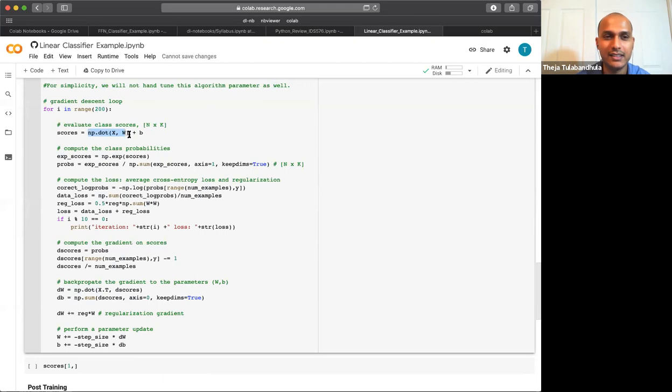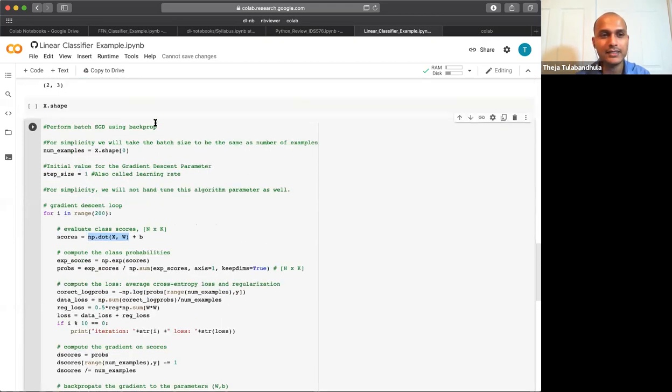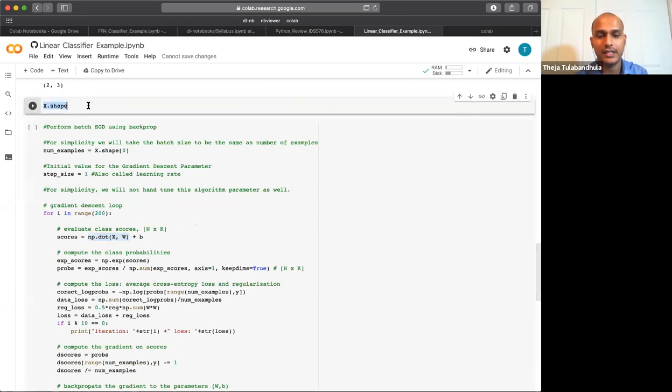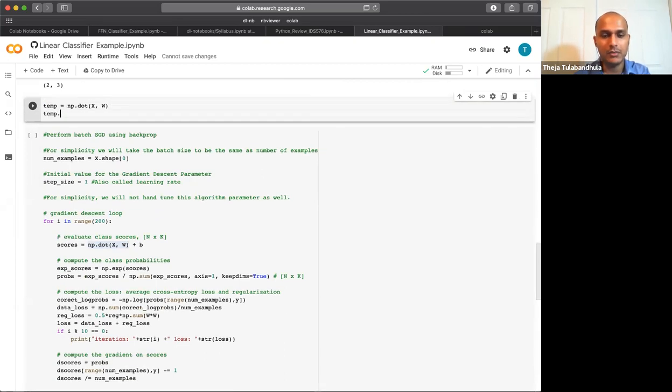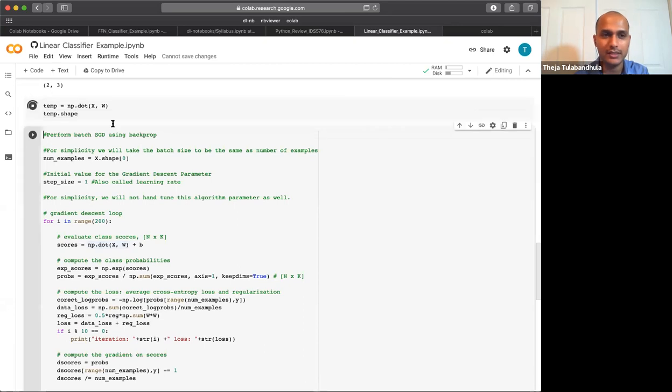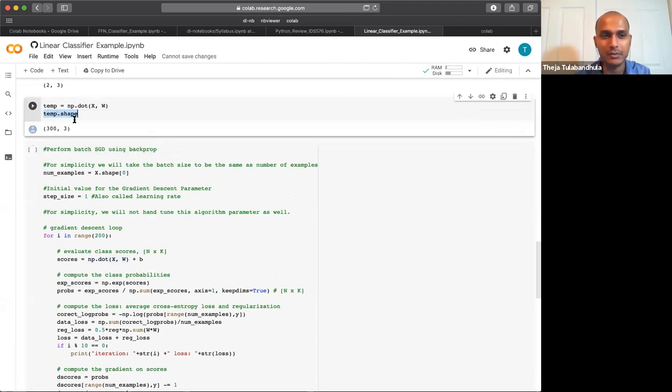In fact, I can execute this since X and W are already defined here. Let's call it some temp variable, and then do temp dot shape. In these types of Jupyter environments, you don't have to type print. The last thing generally gets printed. So you can see the shape of this is 300 cross 3.